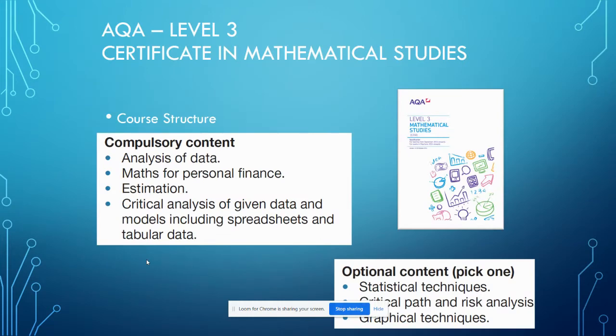Okay, so what does the course consist of? There are two components. The first component is compulsory, and that involves analysis of data, maths for personal finance, estimation, and critical analysis. After that, there is an optional component, and the option that we go for is statistical studies. Now, the reasoning behind that is that most of our students study statistics in Key Stage 4, and this option allows them to build on that knowledge. The good thing also is that you get to study statistics at a high level, and you can do lots of interesting things like, for example, normal distribution that a lot of students enjoy.